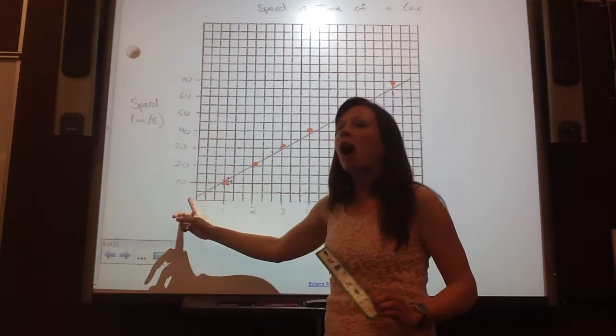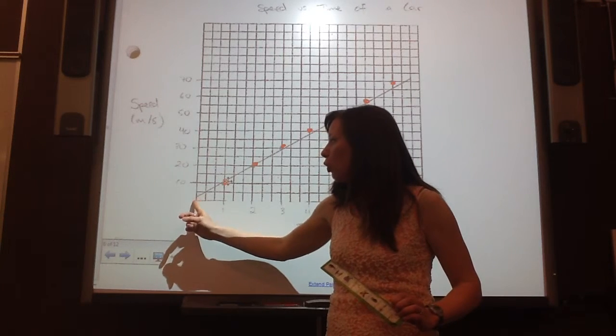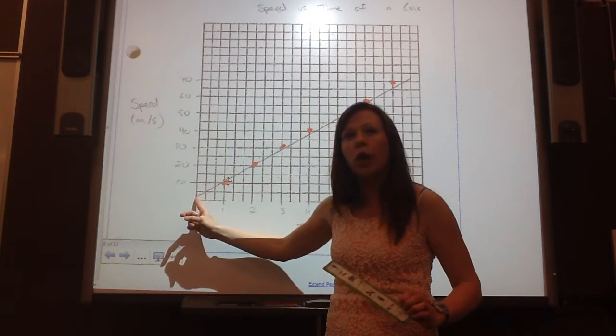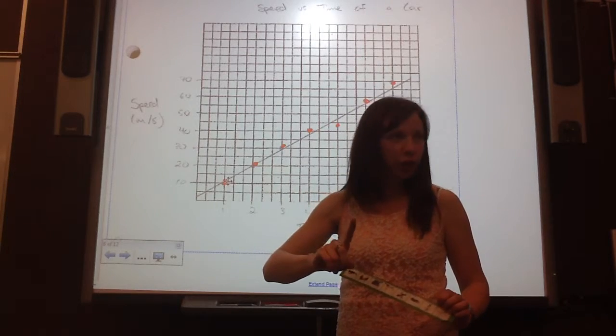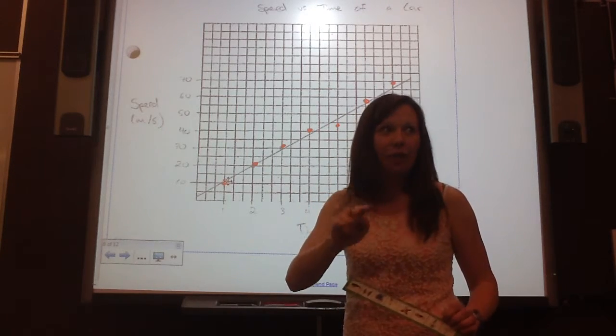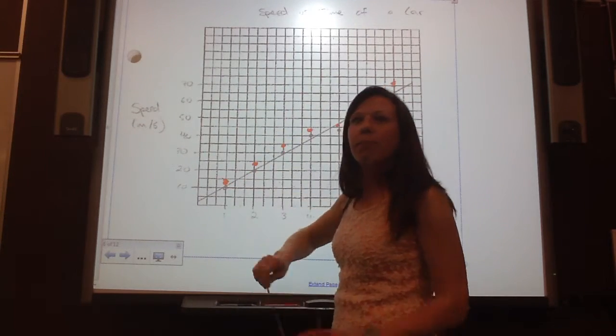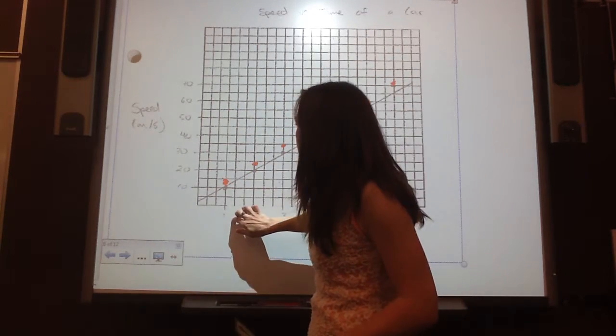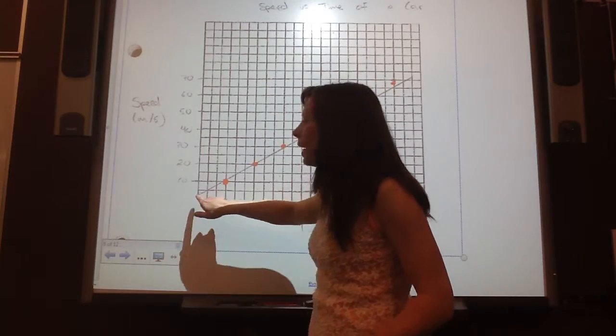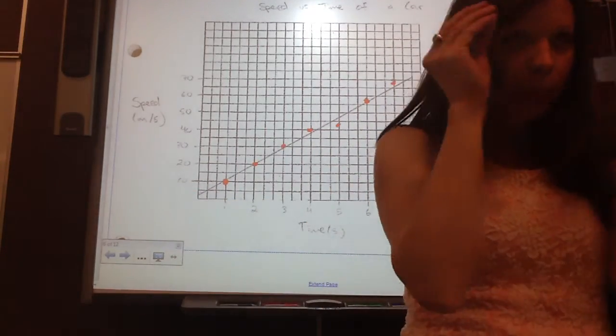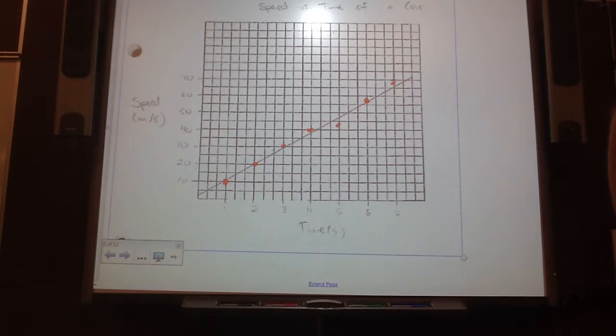Now, it does not need to go through this corner. That's called the origin. It doesn't have to go there. My line of best fit could go right through there, but it doesn't matter where your line of best fit ends up. So don't pigeonhole yourself into thinking it has to go through the origin.